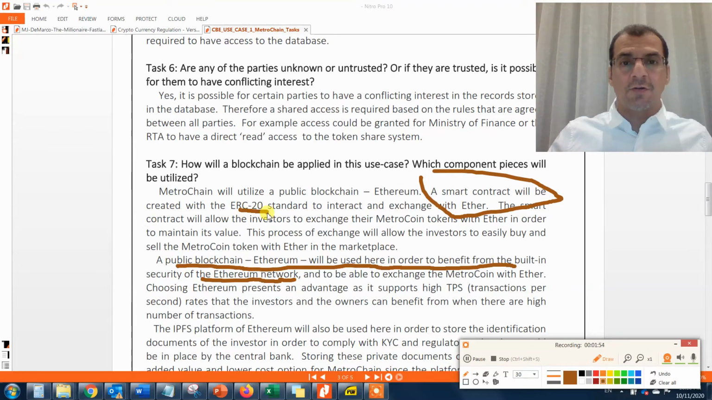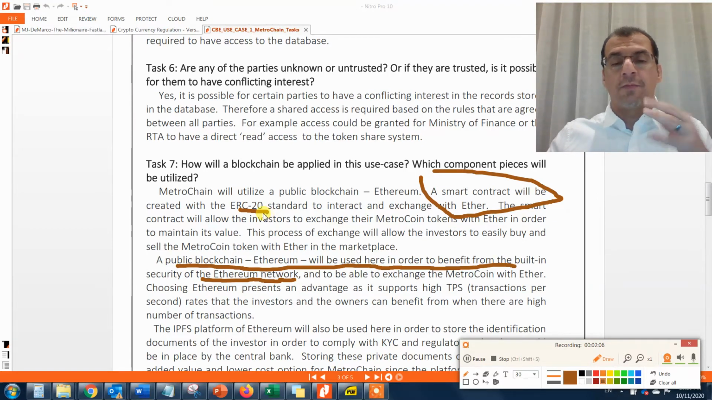ERC20 is the standard which is required in the Ethereum blockchain network for you to be able to program specific functions and procedures into your application for you to be able to interact with Ether. Remember, the MetroCoin, as a coin, has to be able to exchange with Ether to get its value.